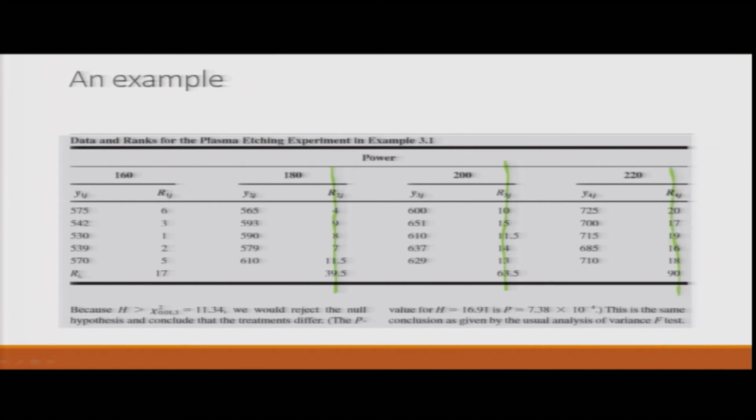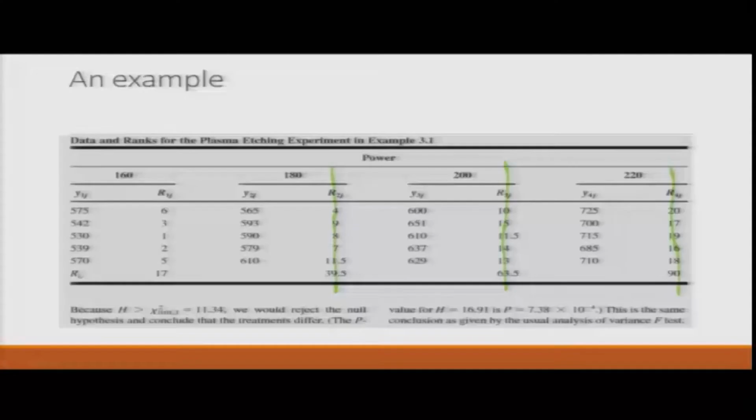So, because H is greater than the chi-square value, meaning the Kruskal-Wallis test statistic is greater than chi-square of 0.01, comma 3, because it is A minus 1, and the alpha value which you have is 0.01. So, if it is equal to 13.47, we will reject the null hypothesis and conclude the treatments do differ, and similarly we can do the p value test to find it out accordingly.